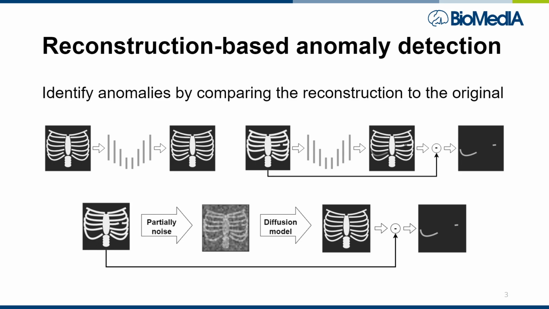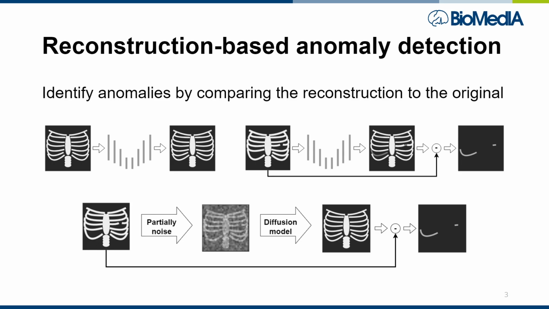So if you look along the bottom row, the way you'd apply a diffusion model would be by taking your input image, partially noising it, not fully, only partially, and then using the diffusion model to try to reverse that noising process, but correcting unhealthy areas or anomalies while doing so.